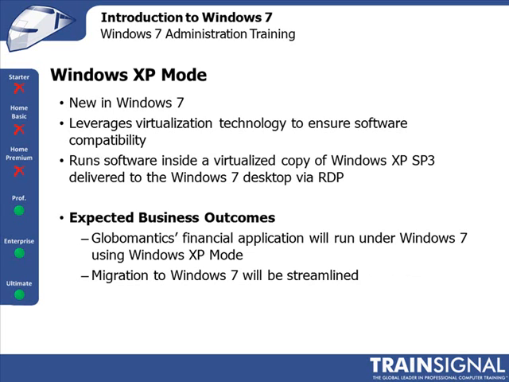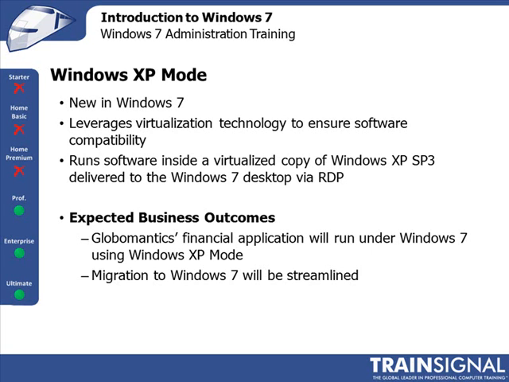Microsoft has become a big player in the virtualization marketplace, and they've brought this virtualization experience to bear on Windows 7 to help make the issue of software compatibility a thing of the past. Windows XP Mode is a new feature of Windows 7 that leverages Microsoft's Virtual PC virtualization technology to ensure software compatibility in Windows 7. The way Windows XP Mode works is it runs software inside a virtualized copy of Windows XP with Service Pack 3. This software is then delivered to the Windows 7 desktop via RDP.